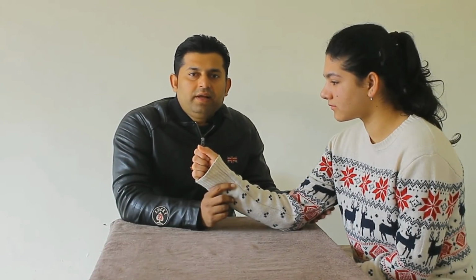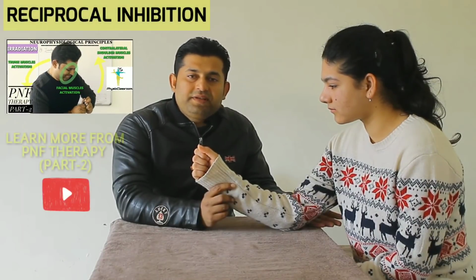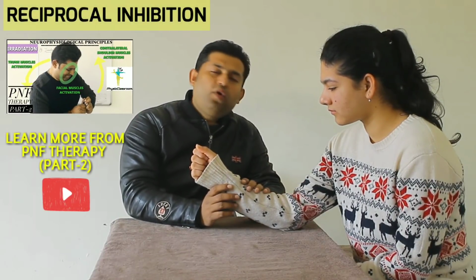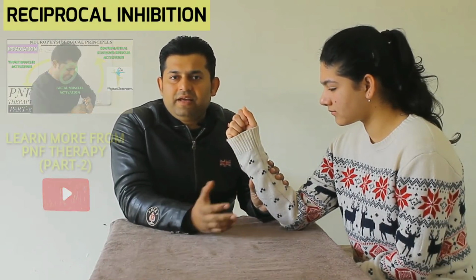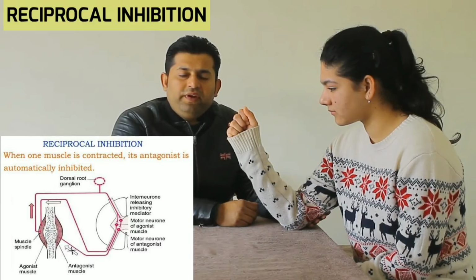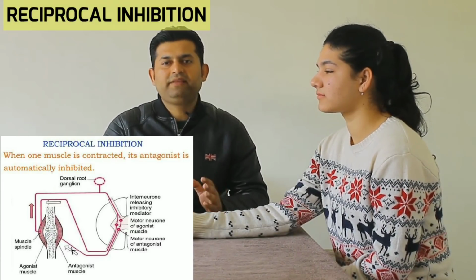The second method of contract relax, which is the indirect method, focuses on gaining relaxation of the tight group of muscles through the principle of reciprocal inhibition, which states that when the agonist goes under contraction, it is associated simultaneously with the relaxation of its antagonist. Now, this was a very simple example to make the students understand how contract relax technique works and what is the direct method and what is the indirect method.